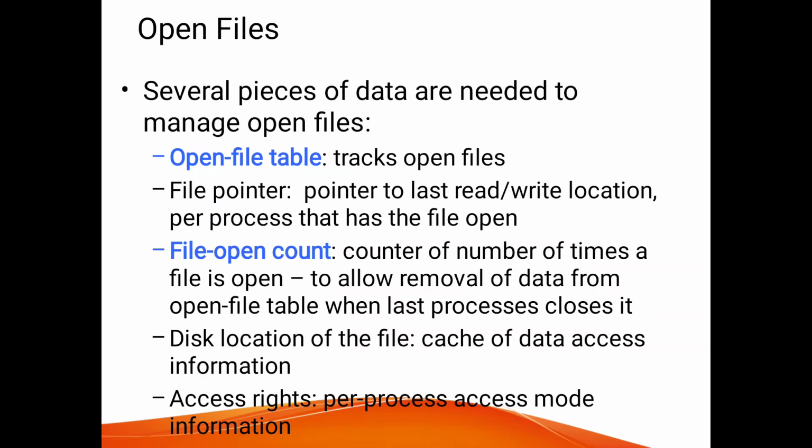When we open the file, several pieces of data are needed to manage the open file: the open file table and the file open count, which track open files. The open file table has a file pointer, a pointer to the last read or write location per process that has the file open. The file open count is a counter of the number of times a file is open, to allow removal of data from the open file table when the last process closes it. Also needed are the disk location of the file, the cache of data access information, and access rights per process, which is access mode information.